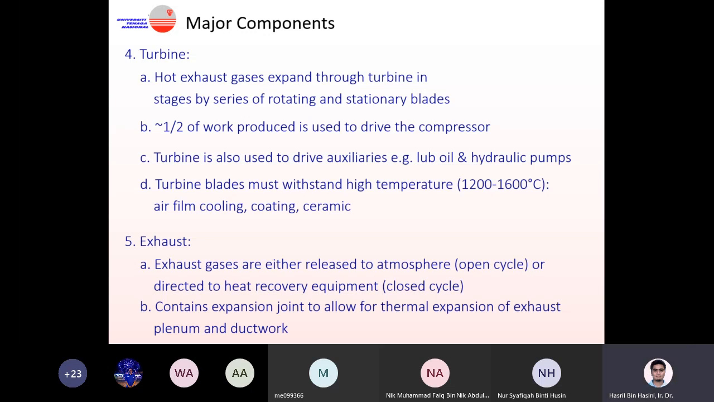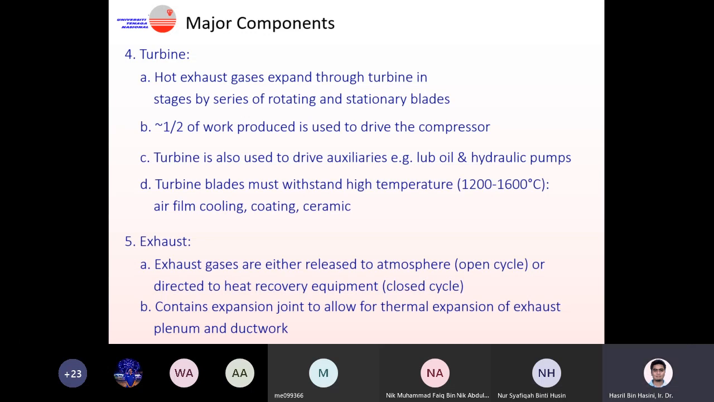Bear in mind also that the turbine work produced is also used to drive the other auxiliary, smaller subsystems that support the operation of the gas turbine. For example, the lubrication oil and also the hydraulic pump. Because you want to operate the pump and hydraulics, they require work, and that work is actually tapped from the turbine.